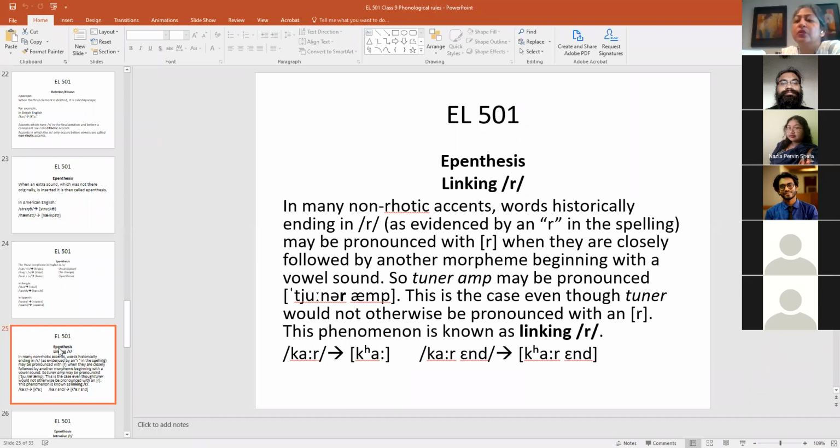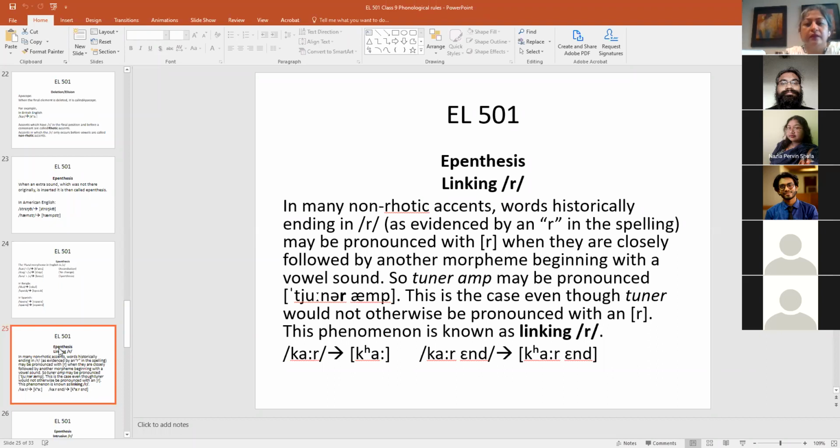This phenomenon is known as linking R. So car will be pronounced as car, but car end will be pronounced as car end. Okay, so you have the R, which is already there in the spelling. They usually don't pronounce it, but because there's a vowel starting after that sound with the next word, they will pronounce the R sound. This is known as a linking R. And this you only find in non-rhotic accents. This does not apply to American accent or Canadian accent.